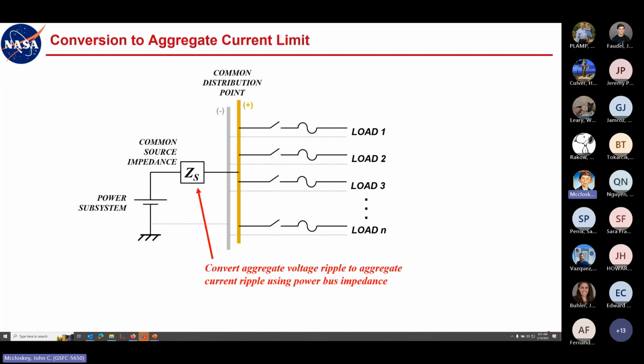Now that's in terms of voltage. So we want to get to current limits for each individual load. So the next step will be to convert this aggregate voltage ripple to an aggregate current ripple using the power bus impedance. So it's just dividing the allowable voltage ripple as a function of frequency by the source impedance as a function of frequency.